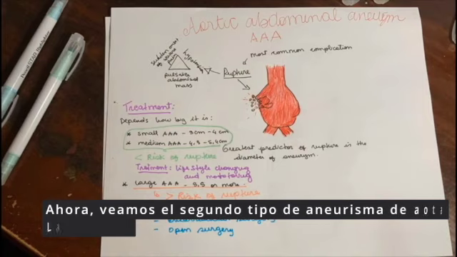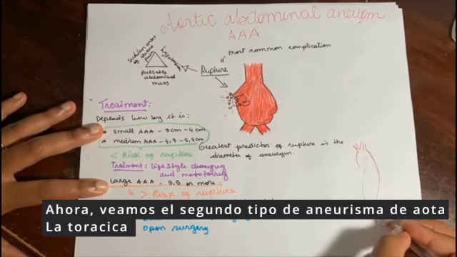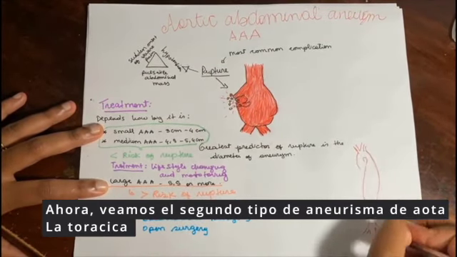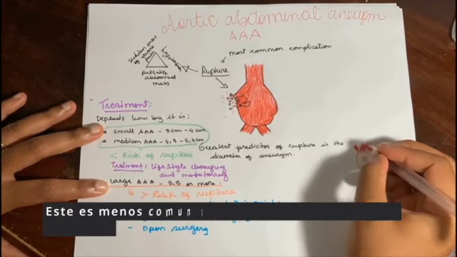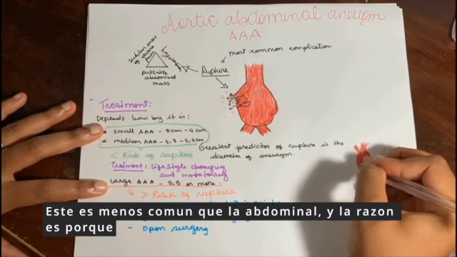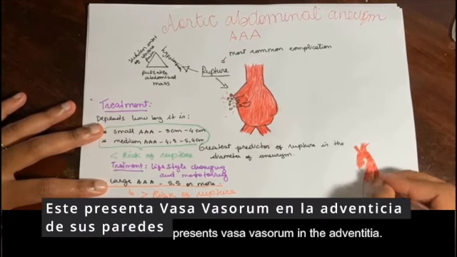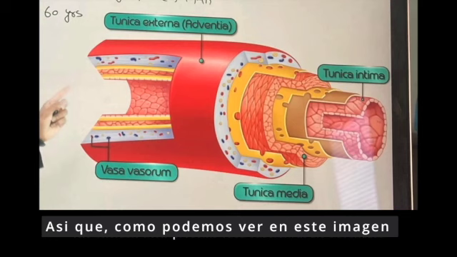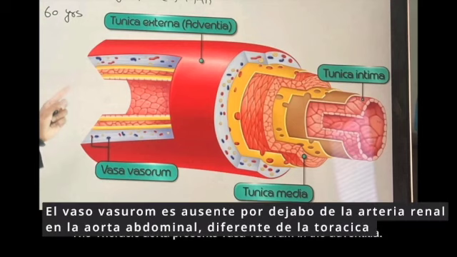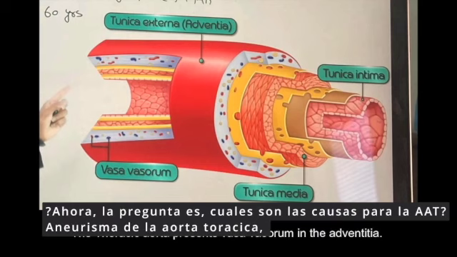Now let's go ahead and take a look on the second type of the aortic aneurysm, the thoracic one. This one is less common than the abdominal one, and the reason why is because it presents the vasa vasorum in the adventitia of his walls. So as we can see in this image, the vasa vasorum is absent below the renal artery, in abdominal aorta, which is different in the thoracic one.